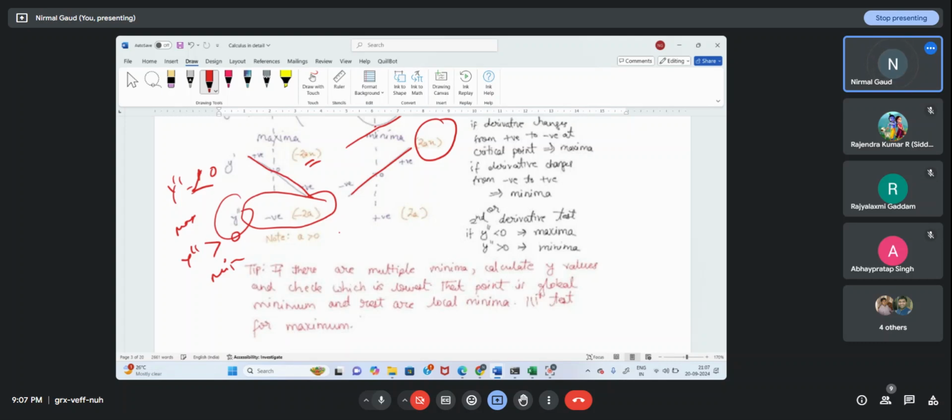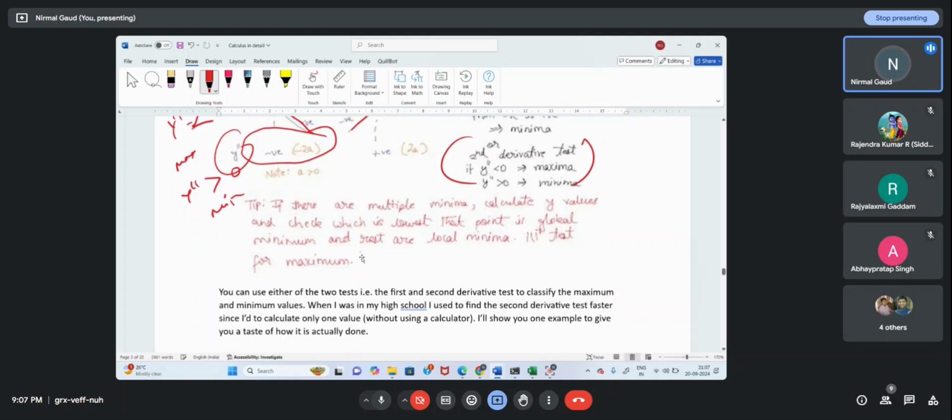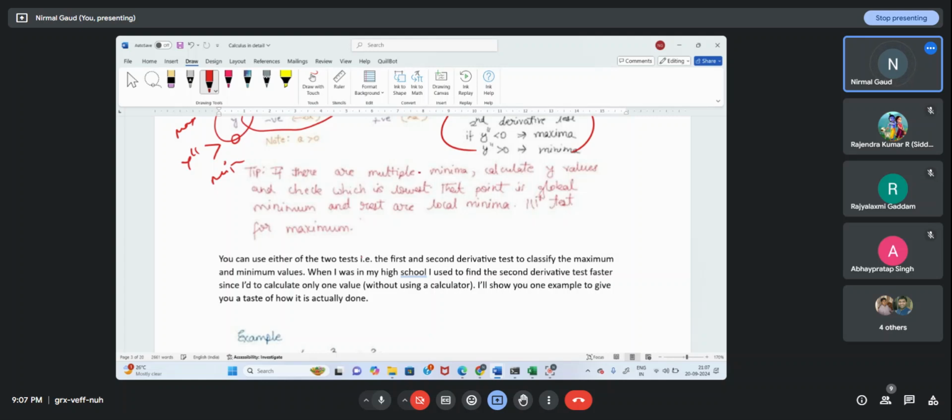Okay, so double derivative. This is the double derivative test to find maxima and minima. If there are multiple minima, calculate the y values and check which is the lowest; that point is the global minima. There could be many minima and many maxima, as I already told you.